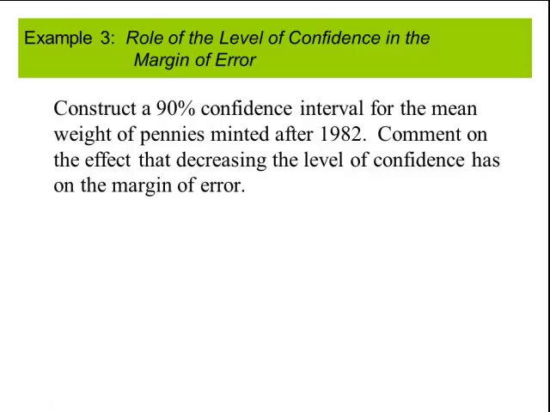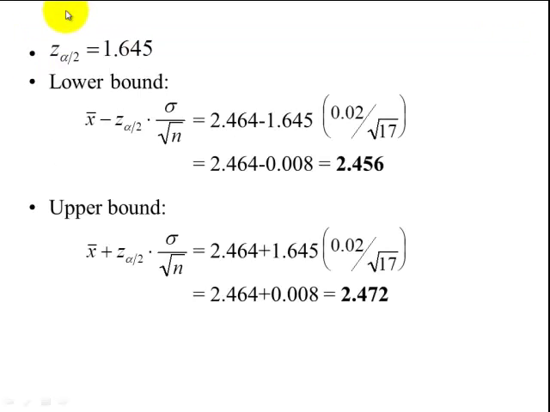Construct a 90% confidence interval for the mean weight of pennies minted after 1982. Comment on the effect that decreasing the level of confidence has on the margin of error. If we're doing a 90%, our z alpha divided by 2 is 1.645. If we compute our lower bound, we get 2.456. Our upper bound would be 2.472. This can be verified in Minitab or StatCrunch.